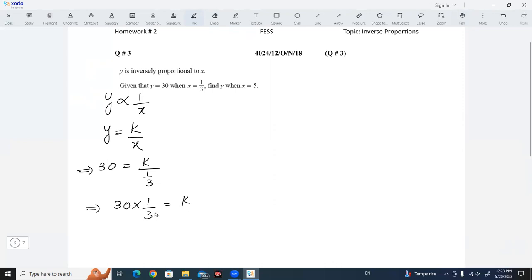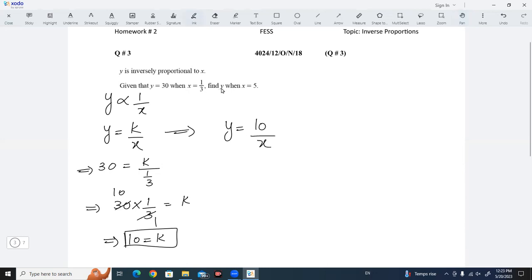So 3 and 30 will be cut. So what's the answer? The answer will be 10 for k. So by putting the value of k equals to 10 here, it becomes y equals to 10 over x.